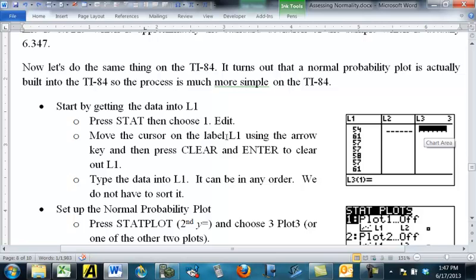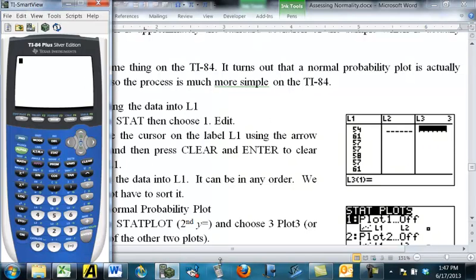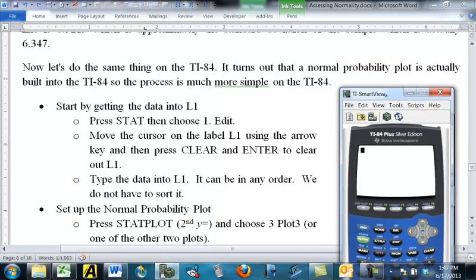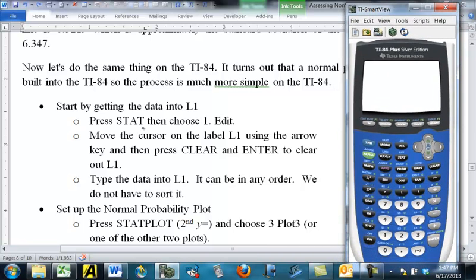Okay, so all you have to do is get your calculator, press Stat, and then choose number 1, Edit. Now I'm not going to erase the data because I already have it, but if you have some data in here, you can put your cursor on the column label at the top, hit clear and enter to clear that column out. You want to do that for column 1 and then enter your data. Notice it does not have to be put into order. So this is in the order of the presidents. So this is George Washington, John Adams, Thomas Jefferson, etc.